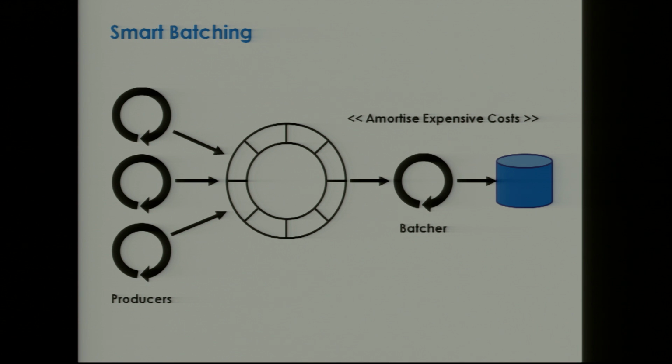Now, for example, if I just put a batching thread in between my producers and that precious resource, and that batching thread can drain everything from the incoming queue or ring buffer and put it all in as a single operation, it amortizes that expensive cost. It also gets rid of all the concurrency problems. It's simple to reason about. It's simple to code against.